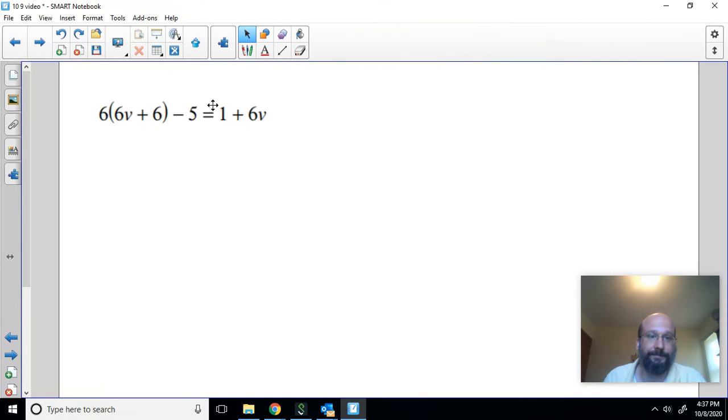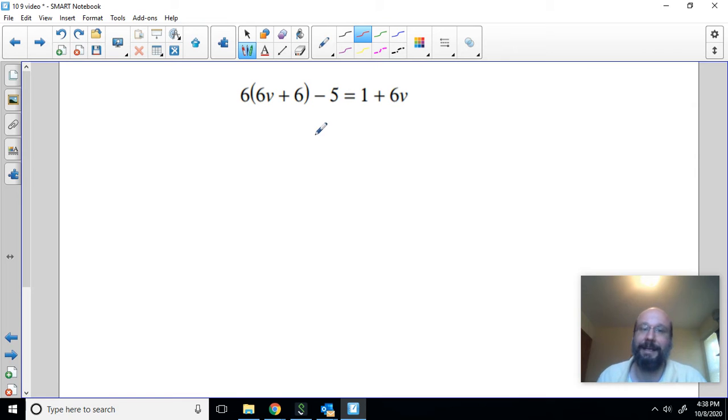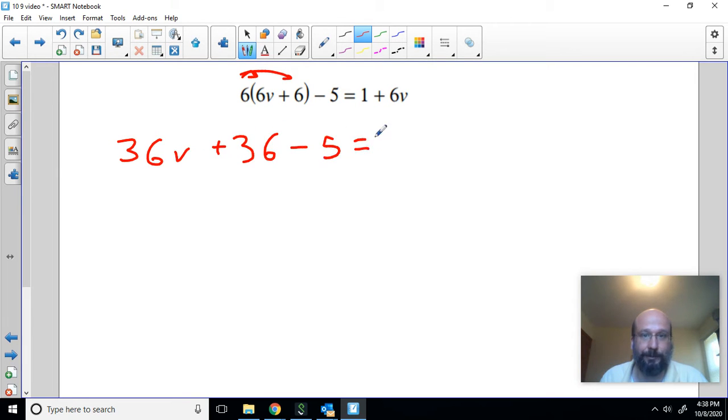So here's another one. Move it to the middle. And just like before, I'm going to distribute first. So 36v plus 36 minus 5 equals 1 plus 6v. That is the distributive property.